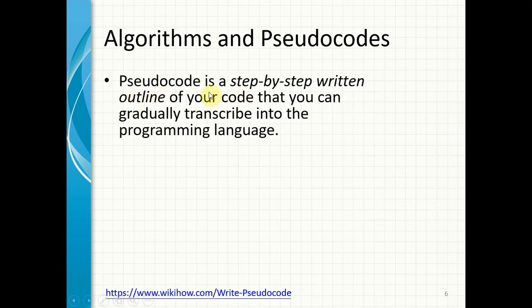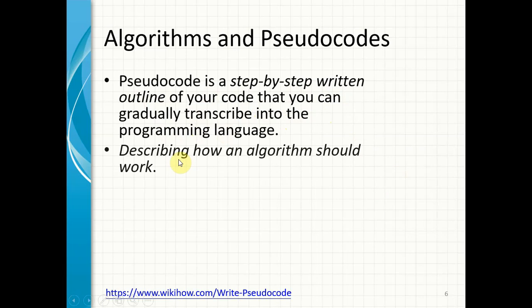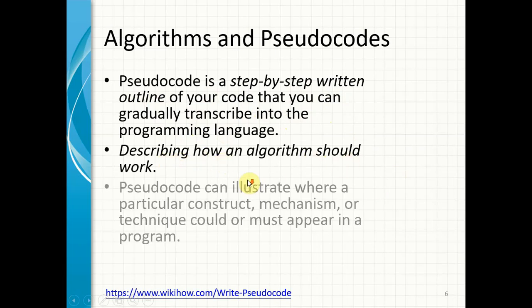So pseudocode is a step-by-step written outline of your code that can be gradually transcribed into a programming language and describes how an algorithm works. And pseudocode can illustrate where a particular construct, mechanism, or technique could or must appear in a program.